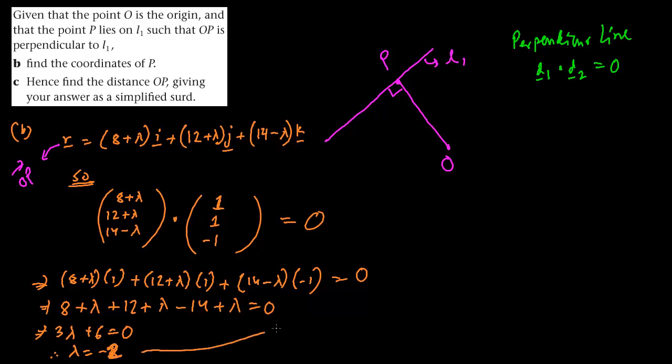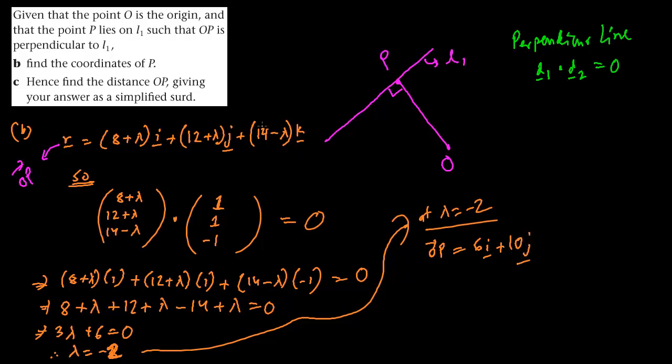So let's find the value of the coordinates. At lambda equals minus 2, we can find OP. OP equals 8 plus lambda, that means 8 minus 2 is 6i. 12 plus lambda, 12 minus 2 is 10j. And 14 minus lambda, 14 minus minus 2 is plus 16k. So P has coordinates 6, 10, 16.